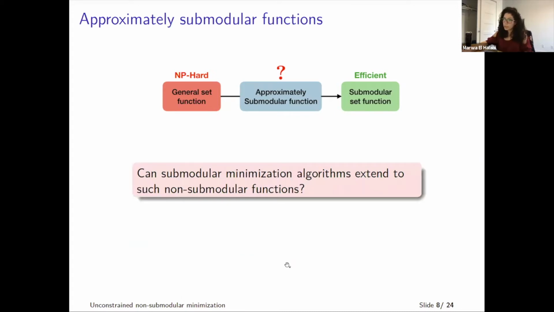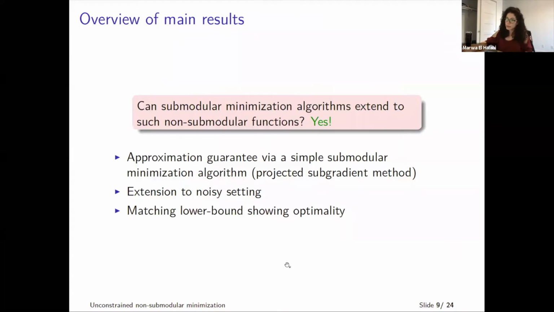In particular, we wanted to answer the following question: if we take an algorithm that's used for submodular minimization and run it on a problem where the objective function is not submodular, can we say something about the solutions that we get? And spoiler alert, we show that this is indeed the case. We can show that one of the algorithms used for submodular minimization, in particular something called the projected subgradient method, can also be used to solve problems where the objective function is not submodular, but is close to being submodular. And we provide approximation guarantees that depend on the properties of the set function and how close it is to being submodular.